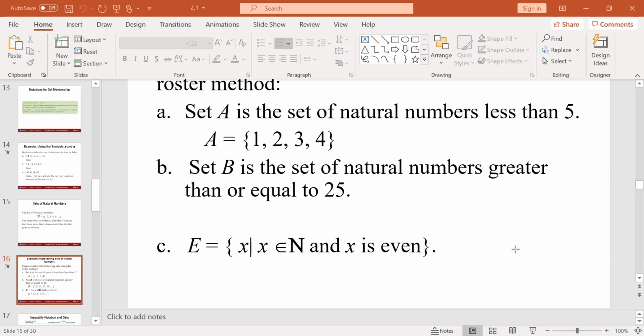Set B is the set of natural numbers greater than or equal to 25. Okay, they got to be natural. They got to be greater than or equal to 25. So if I write them in order, I would start with 25. I can go to 26. I can go to 27. Is there a largest one? No. Yeah, it keeps going. So I'm just going to use ellipses points. And there you go. So this is an infinite set. There are an infinite amount of things in it. But even though it's infinite, there's still some restrictions on it. It can't just be anything you want.